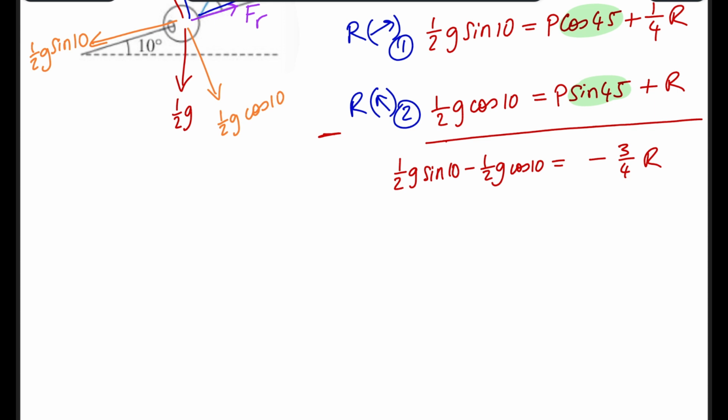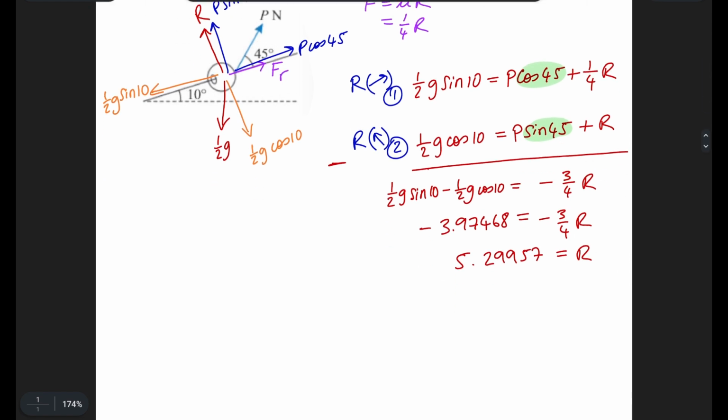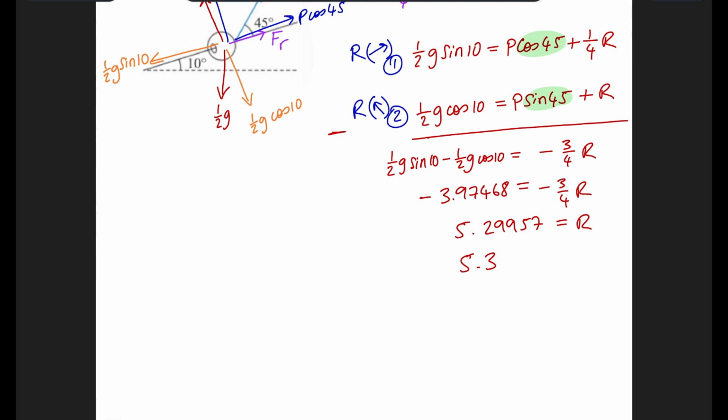Okay, so 0.5 times 9.8 times sine 10, take away brackets 0.5 times 9.8 times cos 10. That's going to give you negative 3.97468, and that's going to equal negative 3/4 R. So then we're going to divide both sides by negative 0.75, and that gives you 5.29957 is equal to R, and then you just round it sensibly. Now these types of questions, usually you would round it to 3 significant figures, so this will be 5.30 is equal to R, and just put 3SF just so the examiner knows how you rounded it.